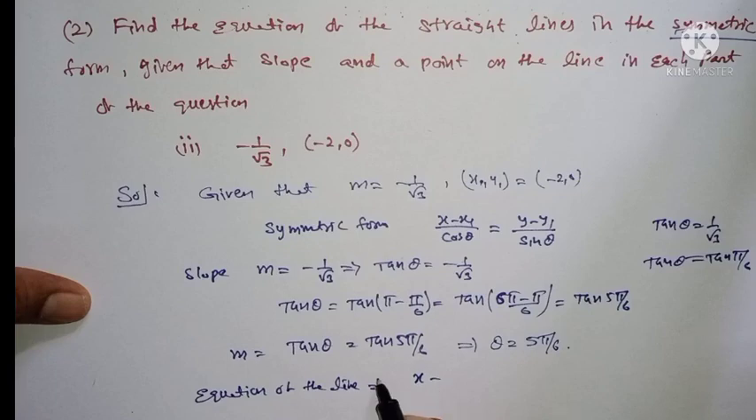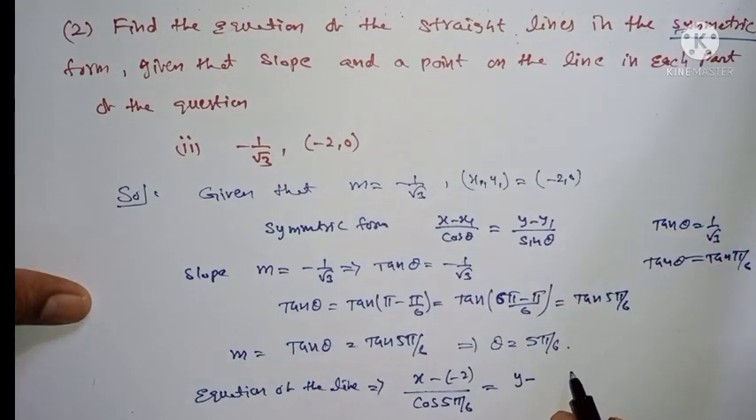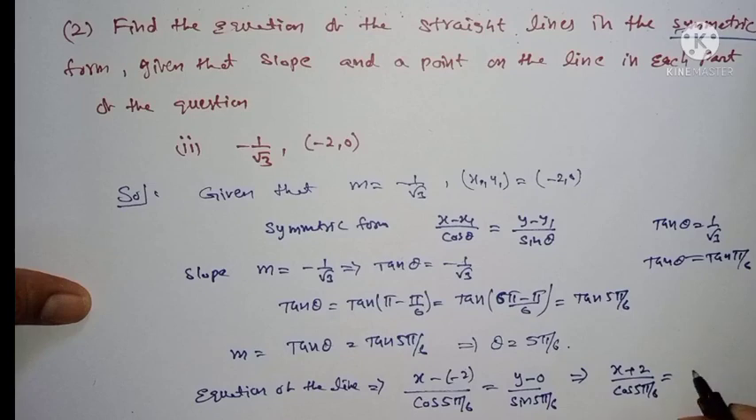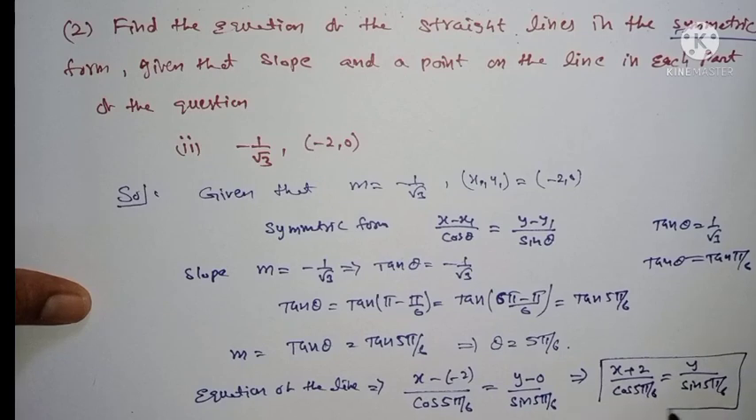Therefore x minus x1, that is x minus of minus 2, by cos theta, cos 5 pi by 6, is equal to y minus y1, which is 0, by sine 5 pi by 6. You can simplify, but symmetric form means you can write x plus 2 by cos 5 pi by 6 is equal to y by sine 5 pi by 6. This is called our symmetric form only.